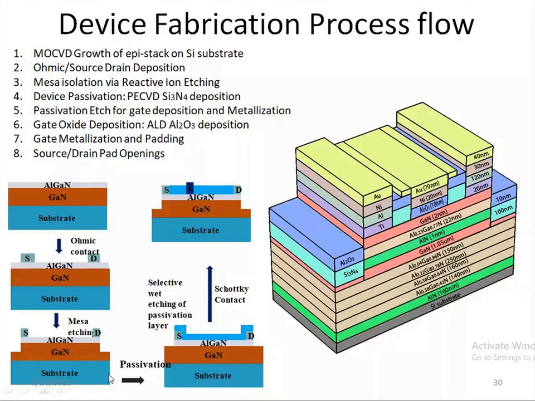Okay. So this is the flow for the fabrication process. We have the substrate, and we have the materials grown on the substrate. Then we deposit the source and drain contacts. Then we do the Mesa isolation. Then we passivate the device and finally go for the gate metallization and gate oxide deposition.